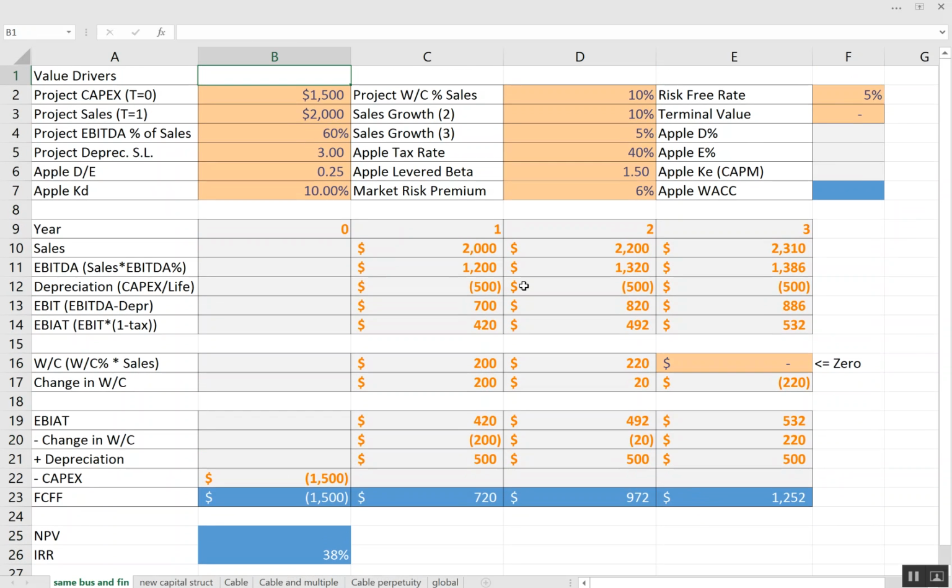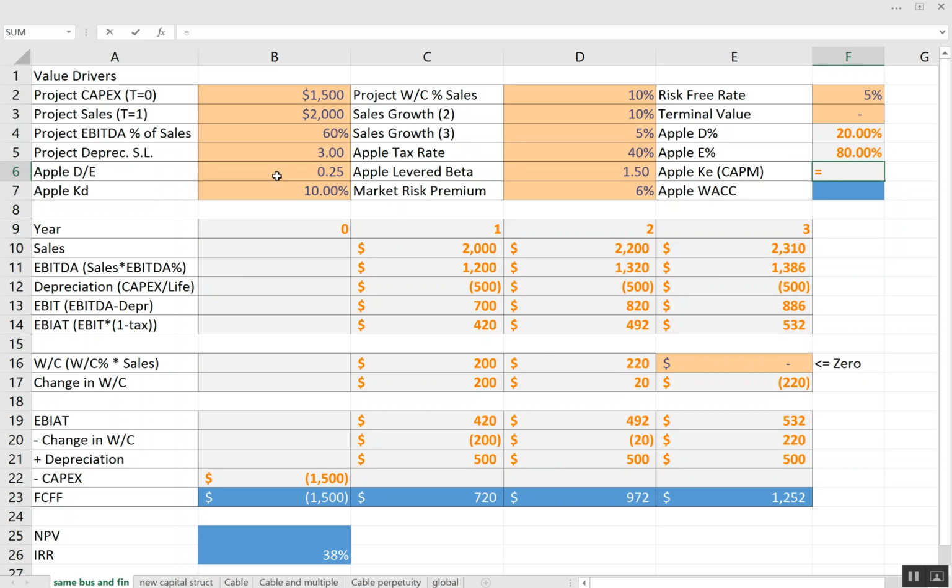So now let's calculate the WACC. The DDE is 0.25, so I take my DDE over 1 plus the DDE, which tells me the percent of debt divided by both debt and equity. It's 20% financed with debt. If I take 1 minus that, 80% is financed with equity.